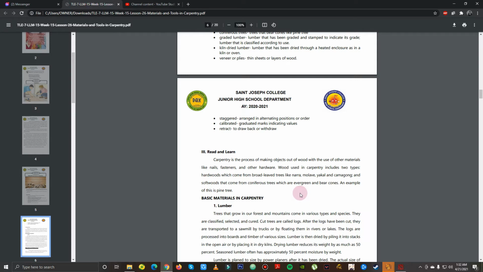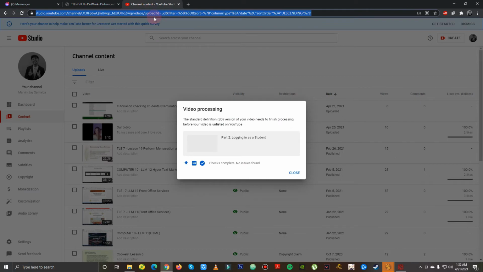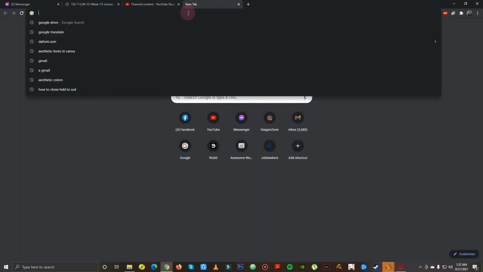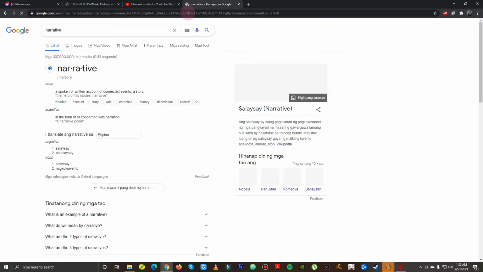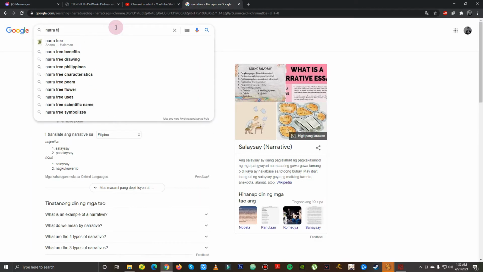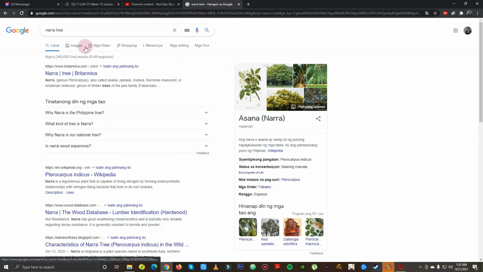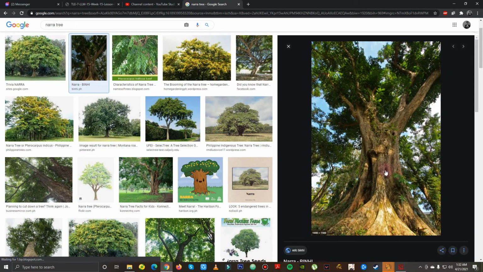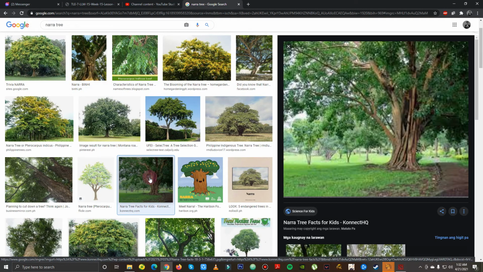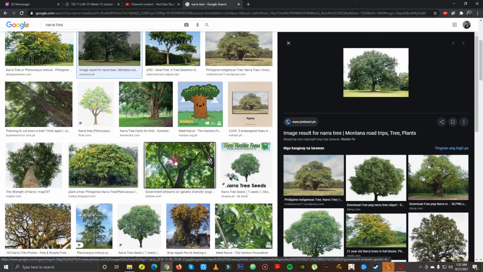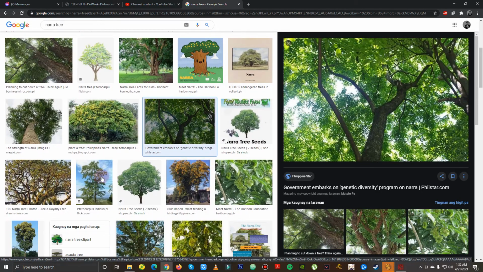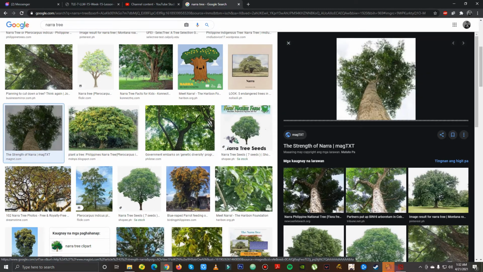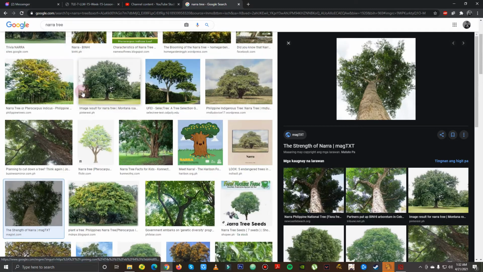Okay, let me show you what nara looks like. This one. Nara. Not narrative. Nara tree. This is how a nara tree looks like. It's big and sturdy. If you have this tree in your area, let me know. See, this is how a nara tree looks like.